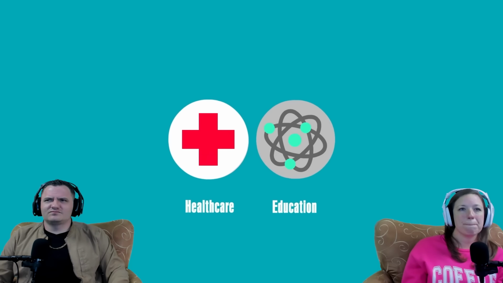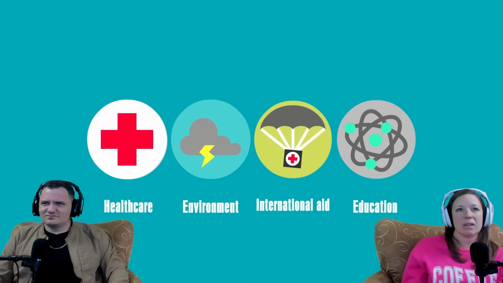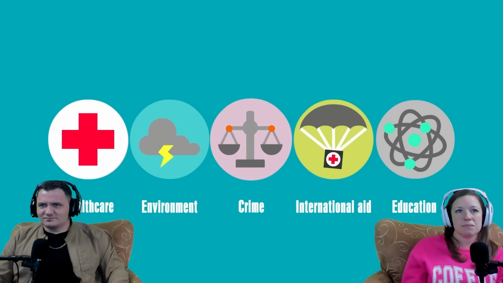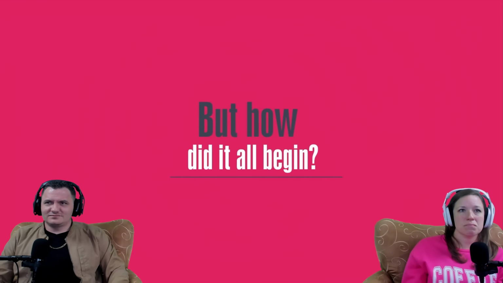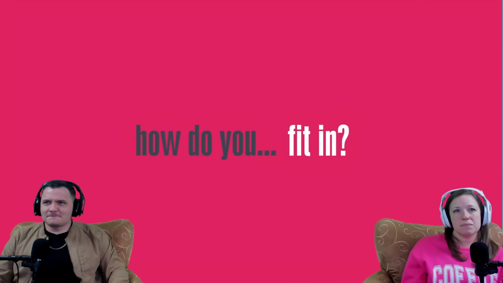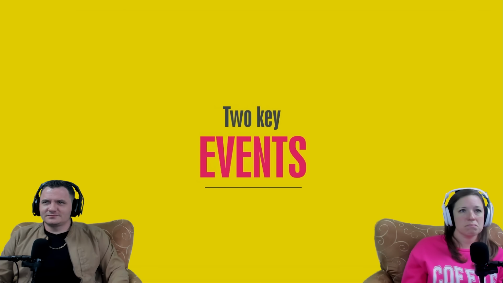Healthcare, education, the environment, international aid, crime. Issues affecting all our lives are shaped and driven by Parliament. But how did it all begin? What does Parliament do all day, and how do you fit in? Parliament has evolved throughout its long history to become what it is today, changing over time to meet the needs of the people. Two key historical events began this process.